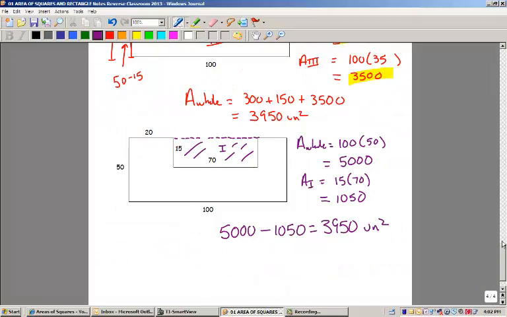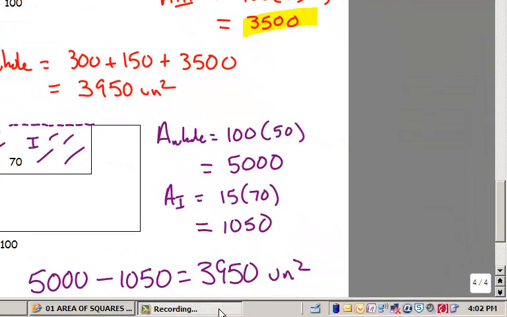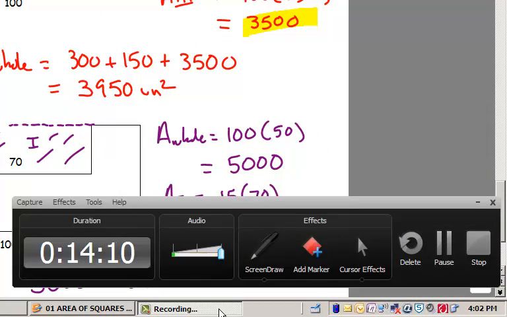Which method you use depends on what you feel more comfortable using. If you want to cut it up into pieces, great. If you want to make one whole piece and then subtract away, that's fine as well. That is the rectangles and how to find the area with the different scenarios. Again, if you are having troubles with this stuff, make sure you come in the morning and ask me questions.